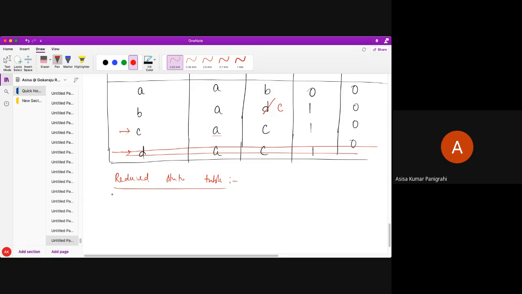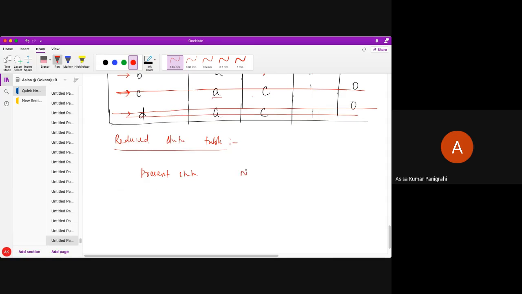Now you can check again. Can I get any same thing, same present state? Yes, you can see in B and C, I have the same next states. What are those? A C 1 0, A C 1 0. So again, C can be removed. So what is my reduced state table? Final reduced state table is: present state, this is my next state.